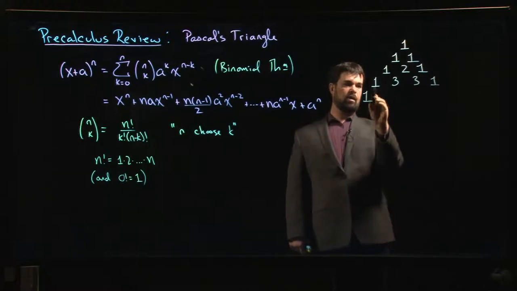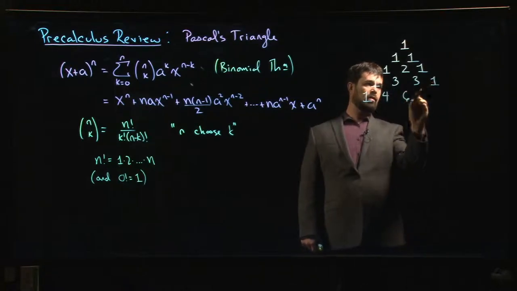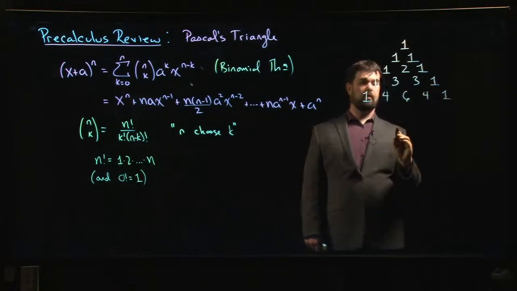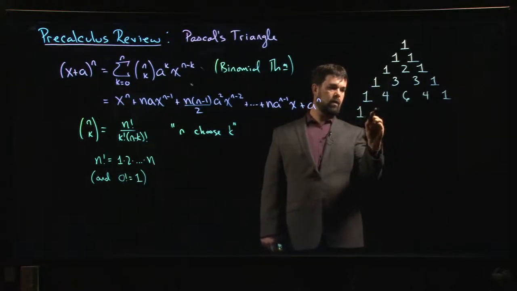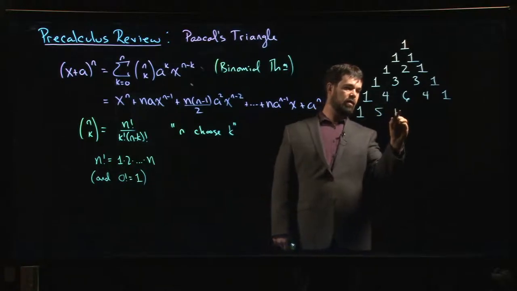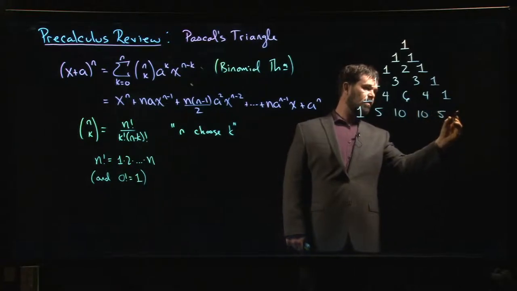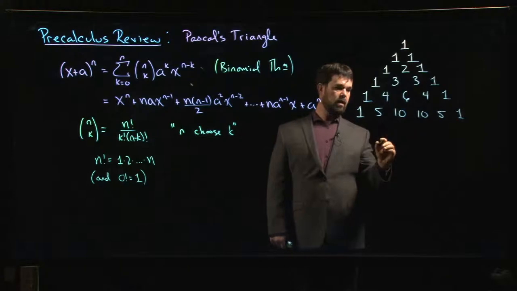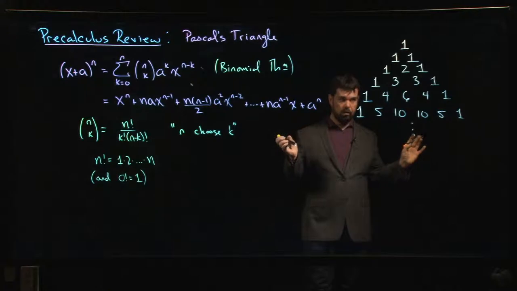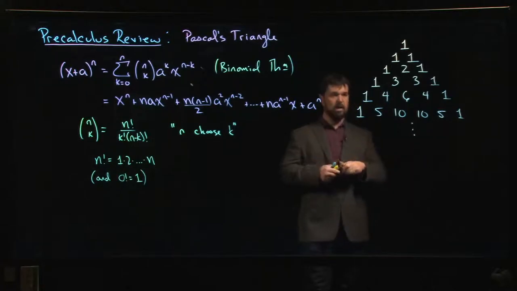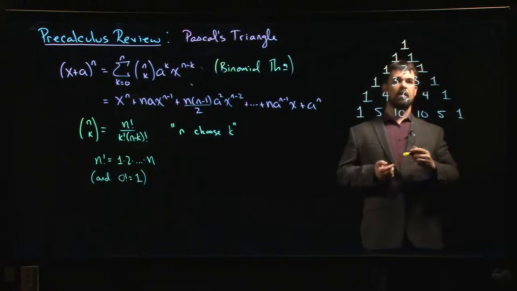Next row, 1 on the outside, 1 plus 3 is 4, 3 plus 3 is 6, 3 plus 1 is 4, and a 1 on the outside. Do one more row. So 1 on the outside, 1 plus 4 is 5, 4 plus 6 is 10, 6 plus 4 is 10, 4 plus 1 is 5, 1 on the outside, right? And this goes on. You can add as many rows as you want, right? This goes on forever.